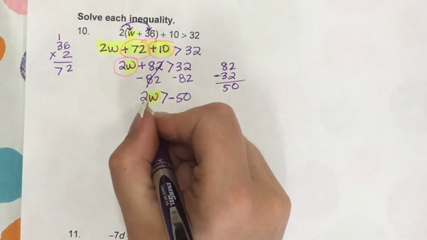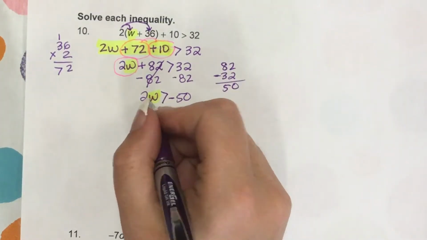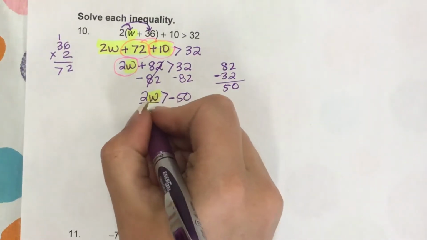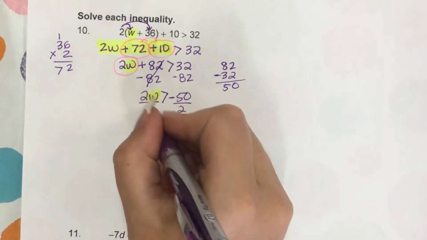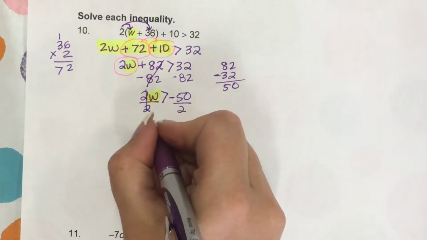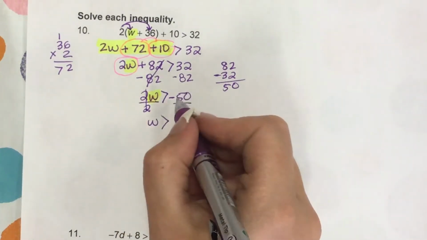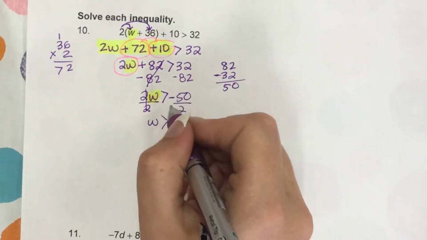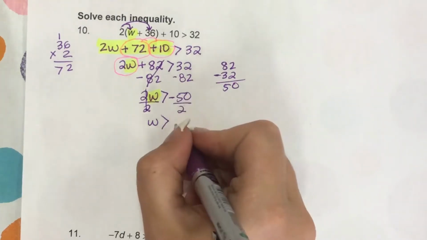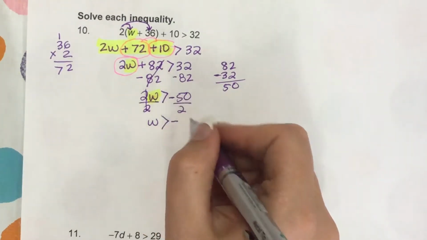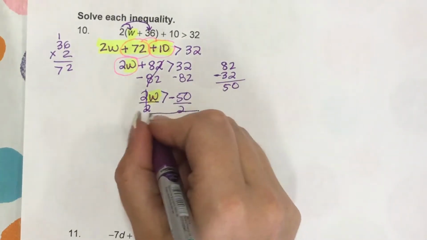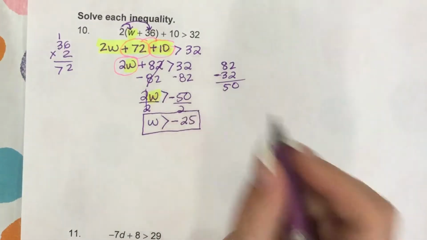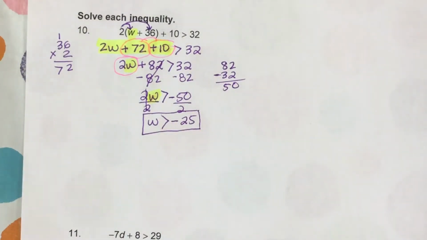So I have to get rid of the 2. The 2 is related to W through multiplication. So I have to do the inverse operation of multiplication, which would be division. So I'm going to divide both sides by 2. 2 divided by 2 is 1, which means I'm left with W is greater than negative 50 divided by 2. Well, I have a negative divided by a positive, which is a negative, and 50 divided by 2 is equal to 25. So there's my answer right there. W is greater than negative 25. So if you got that one right, woohoo, good job.